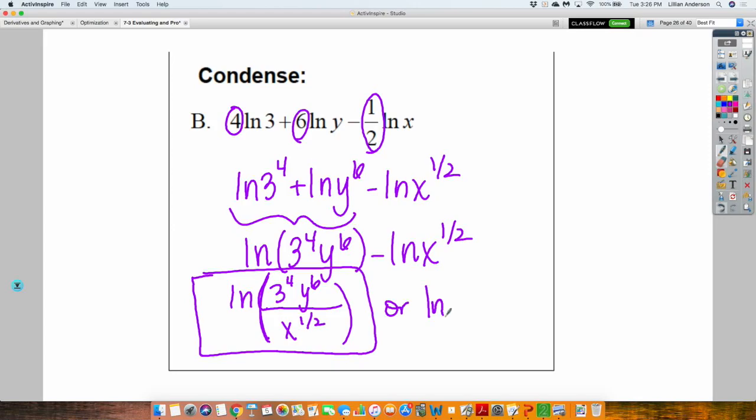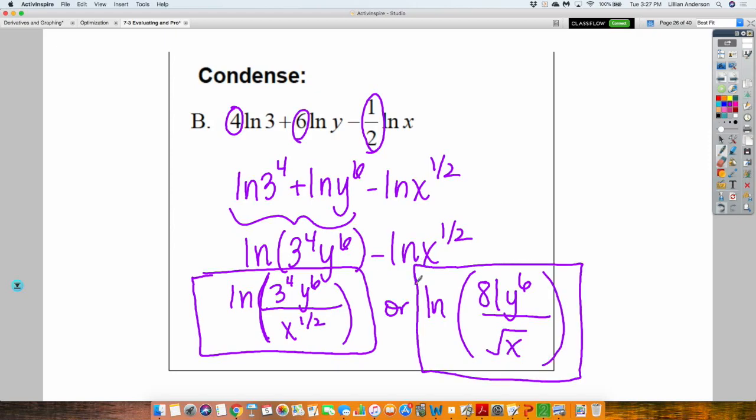However, if you wanted to go that one step further, 3 to the 4th is 81, so that turns into an 81, y to the 6th, and we can rewrite x to the 1/2 as the square root of x. And so then this would be the most simplified answer, more than likely a multiple choice answer if it was ever a multiple choice test. And that's how you would condense logarithms.